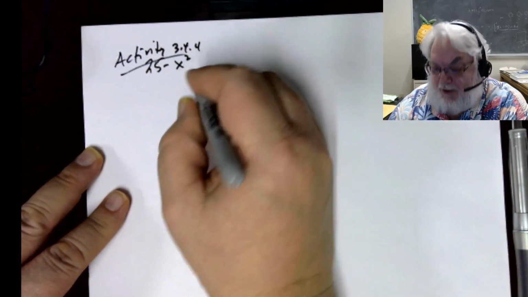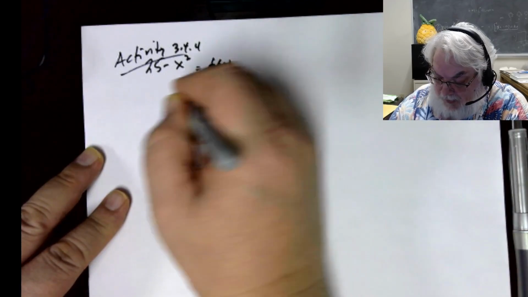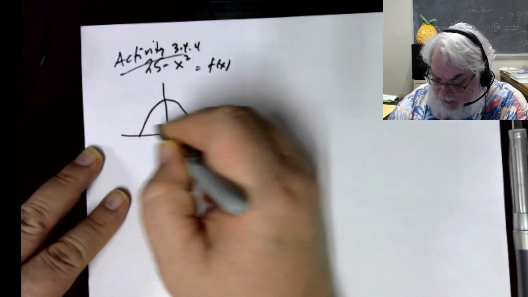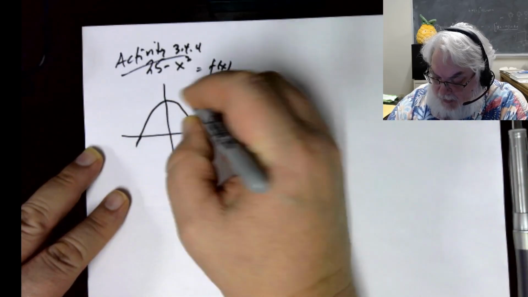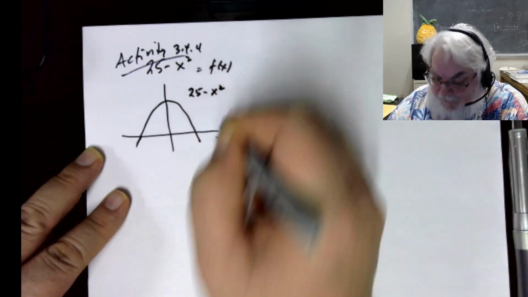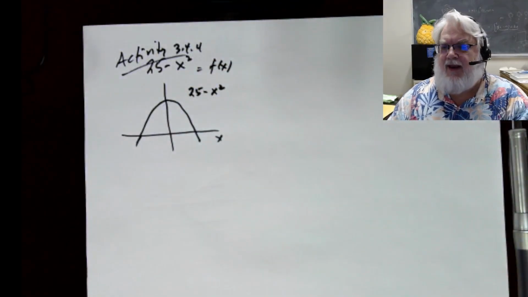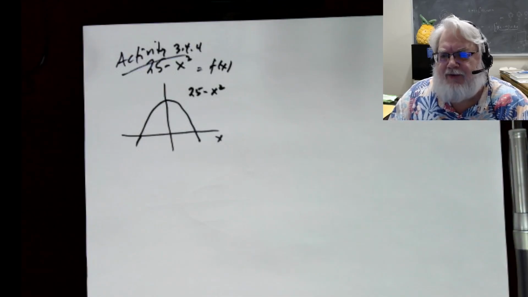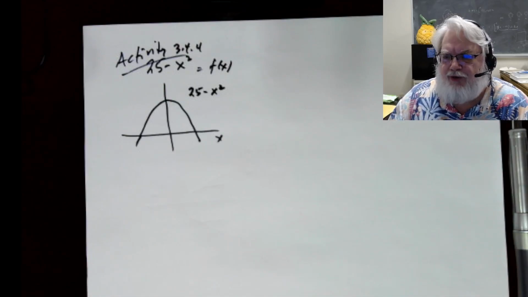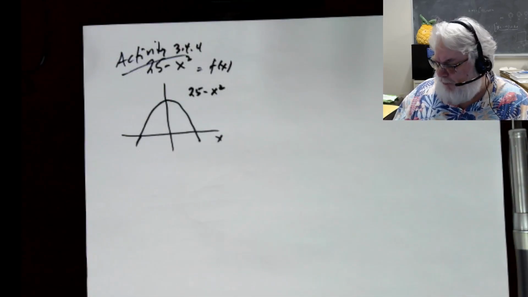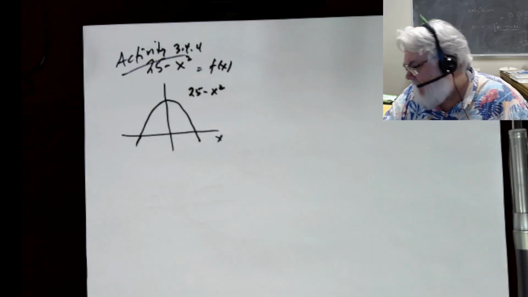25 minus x squared is my function. So just to draw a quick sketch of that. Right. So this is 25 minus x squared. Good. Now construct a rectangle whose base lies on the x-axis and is centered at the origin, and whose sides extend vertically until they intersect the curve 25 minus x squared.